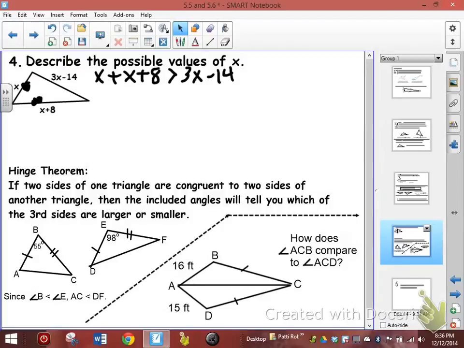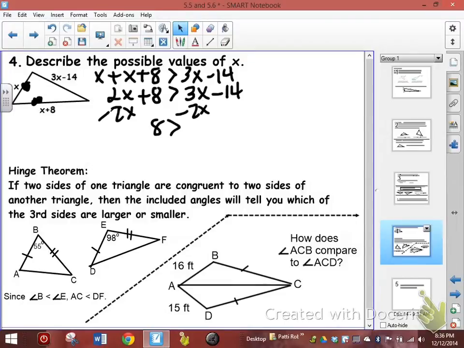And then you have to solve that. So you put your like terms together. And then you've got an x on both sides, so you have to subtract one of them away. So I'm going to subtract my 2x away. So I get 8 greater than 1x minus 14. Add my 14. So I get 22 is greater than x. So there's one combination, but you have to do all three.